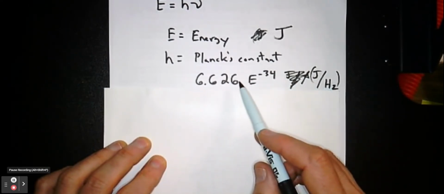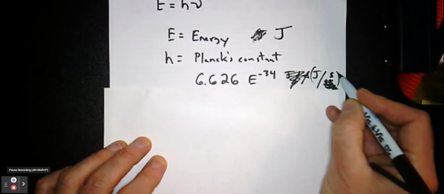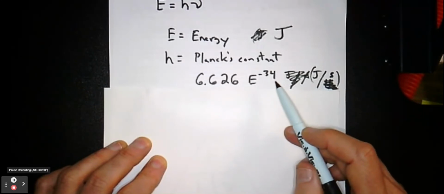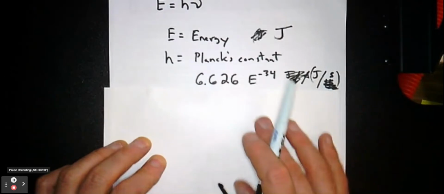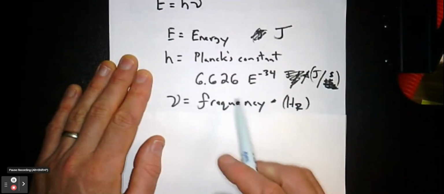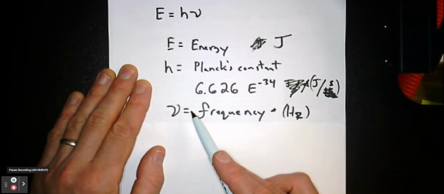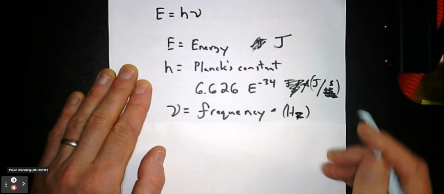So this is joules per second, or joules per hertz. This is a really, really small number. It means you need a really high frequency to have a lot of energy. And nu is frequency, and that's measured in hertz, Hz.